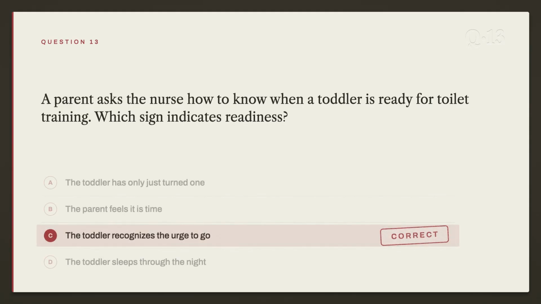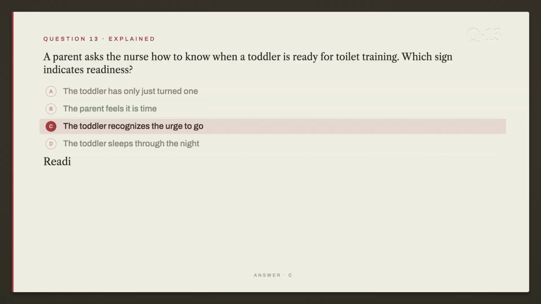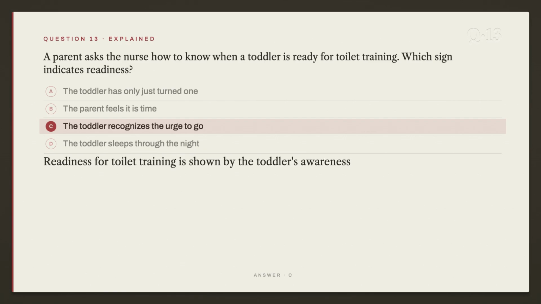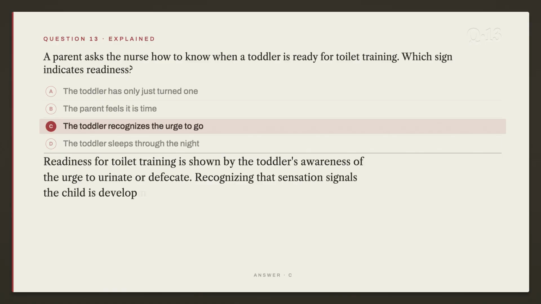The correct answer is C. The toddler recognizes the urge to go. C is correct because readiness for toilet training is shown by the toddler's awareness of the urge to urinate or defecate. Recognizing that sensation signals the child is developmentally prepared to begin.